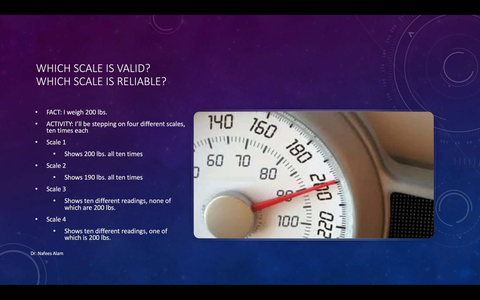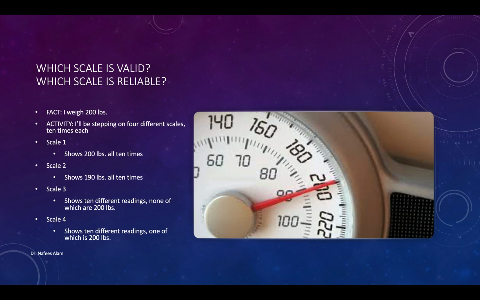Scale 2, on the other hand, shows 190 pounds all 10 times. Now, even though it's consistent, meaning that it is reliable, all 10 times it shows me the same reading, the reading itself is not accurate because I'm 200 pounds, the scale shows 190 pounds. So scale 2 is reliable, but scale 2 is not valid. Look very carefully at that. So even though it shows the same number, 190 pounds, all 10 times, that scale is indeed reliable because it's consistent, but not valid because it's not accurate.